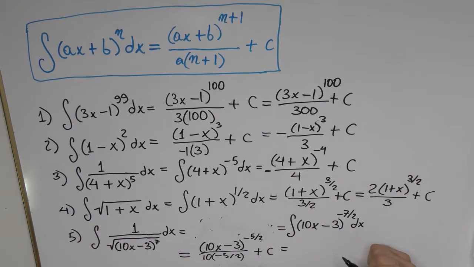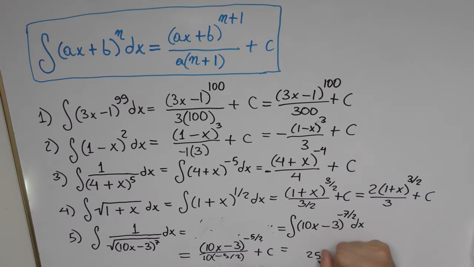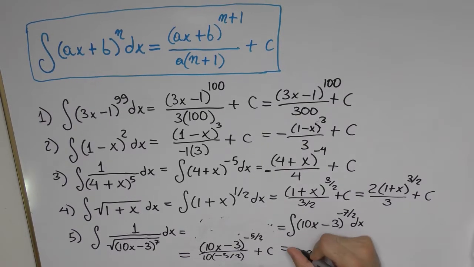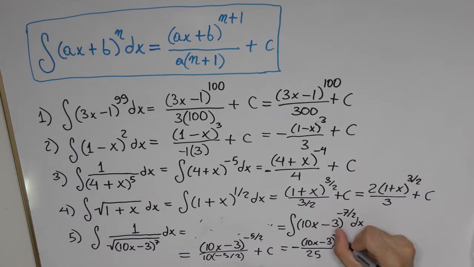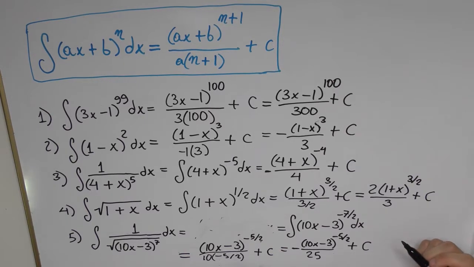And then for the last part of this question, we're just going to rearrange that slightly just to make it a little bit neater. So let's have 10 divided by 2 becomes 5. And then times 5 is 25 in the denominator. And the minus sign is going to come to the top. So that's going to be minus. And then we have 10x minus 3 to the power of minus 5 on 2 plus the constant c. And that's going to be our final answer.